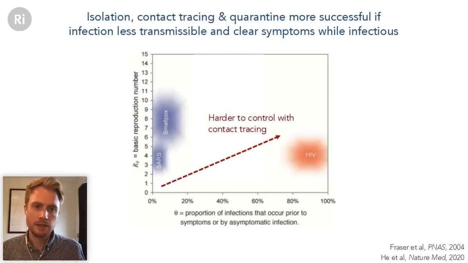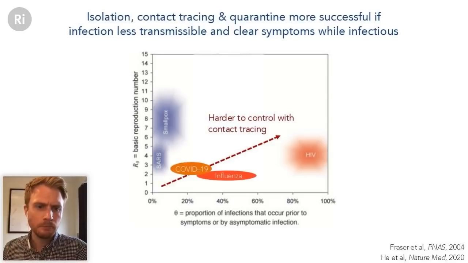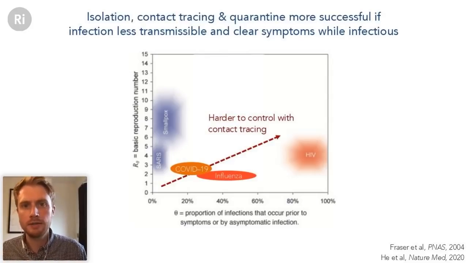So on the left-hand side, you've got things like SARS and smallpox, where most people who are infectious have clear symptoms. So if you identify someone with symptoms, trace their contacts, quarantine them, there's a good chance you can contain the outbreak. Something like HIV would be much harder to use this approach, because by the time someone has clear symptoms, a lot of that transmission will have occurred over a period of time already. COVID and flu kind of sit somewhere in the middle. So flu, probably quite a high proportion of infections are prior to symptoms or without symptoms, which makes contact tracing very difficult. COVID sits towards the easier end of the scale, but not as easy as SARS.